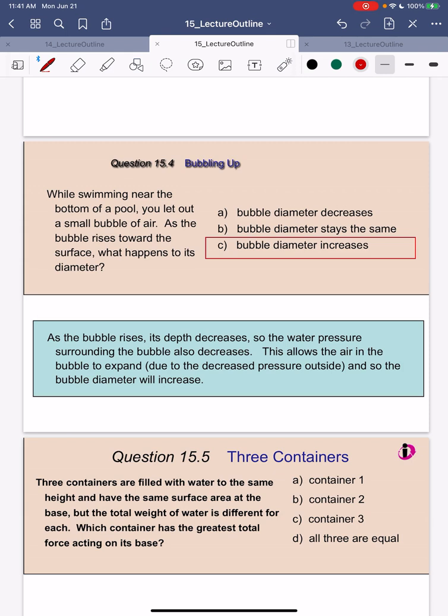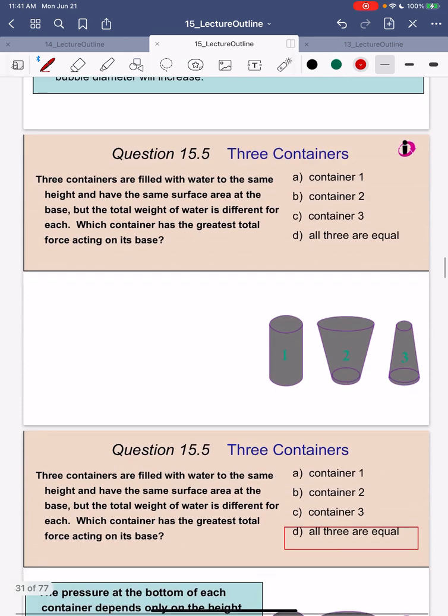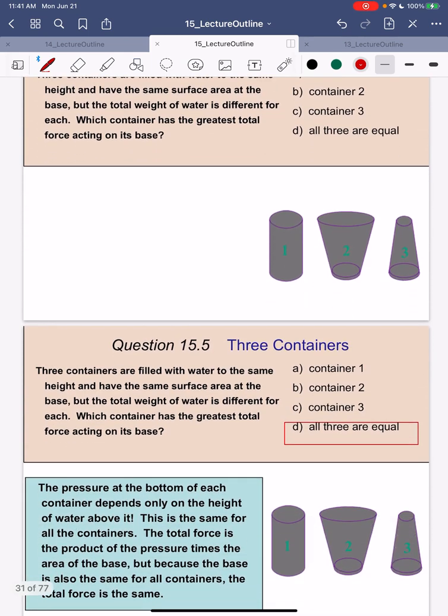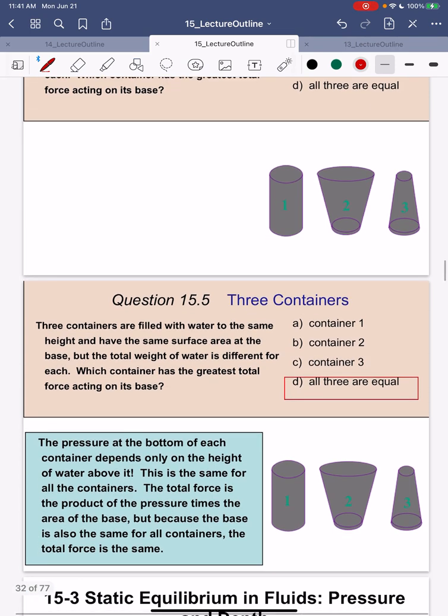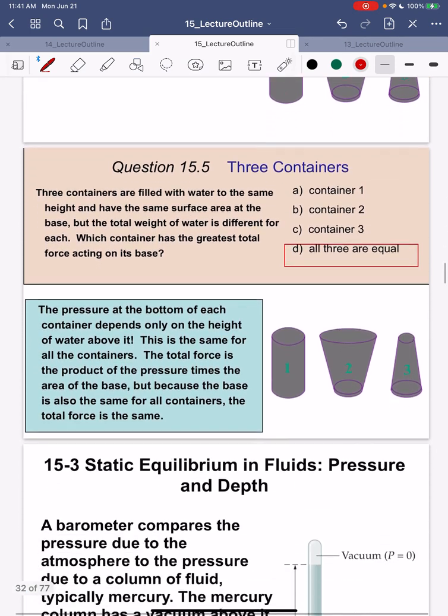Now, 3 containers are filled with water to the same height and have the same surface area at the base, but the total weight of the water is different for each. Which container has the greatest total force acting on its base? Okay? Now, we know that the pressure is a function of depth only, and of course, since they have the same area of the base, then they all have the same force.